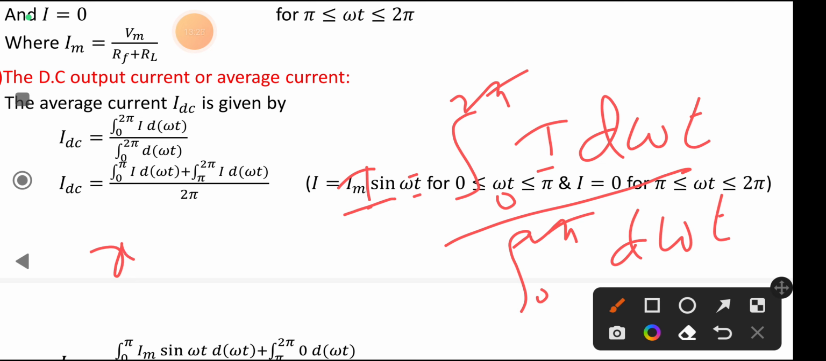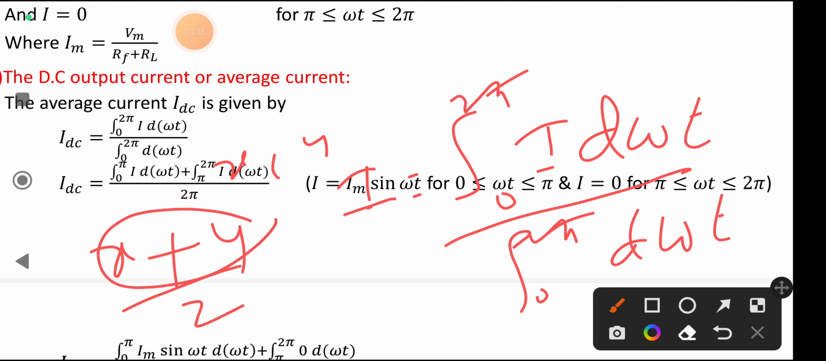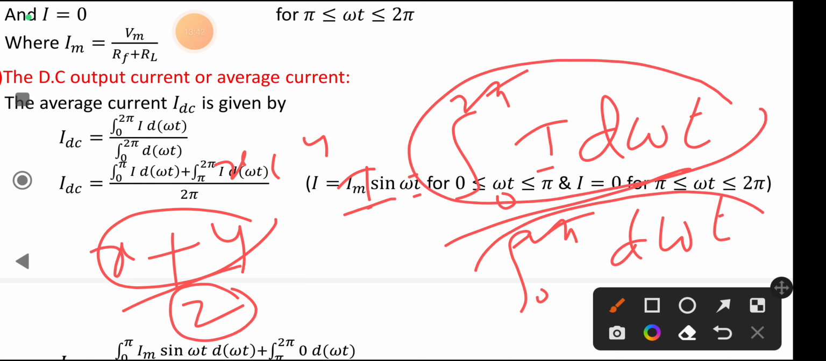Basically, in lower classes what you have learned is that average means sum divided by number. Suppose there are two quantities, x and y. How many quantities? 2 are there. Then you may write x plus y divided by 2. So in the numerator you are summing, and in the denominator you are also counting. That is why in integral form, in the numerator also you write, and in the denominator also you write. So this concept we are taking here.